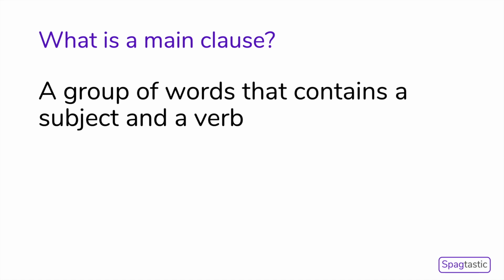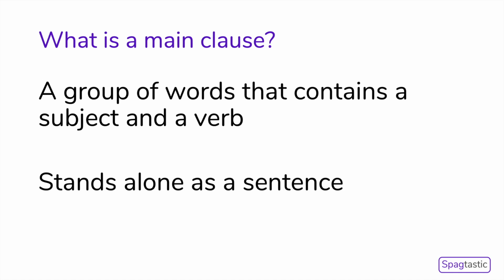A main clause is a group of words that contains a subject and a verb. The subject of a sentence is the person or thing doing the action or being described, and the verb is the action. A main clause can stand alone as a sentence in its own right.